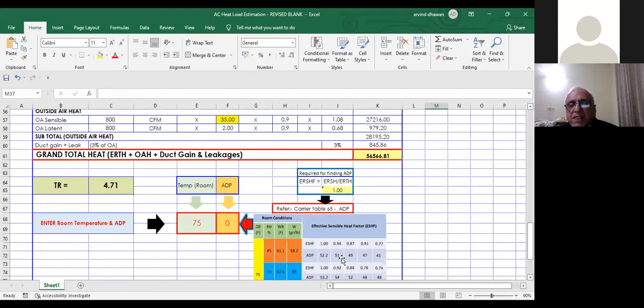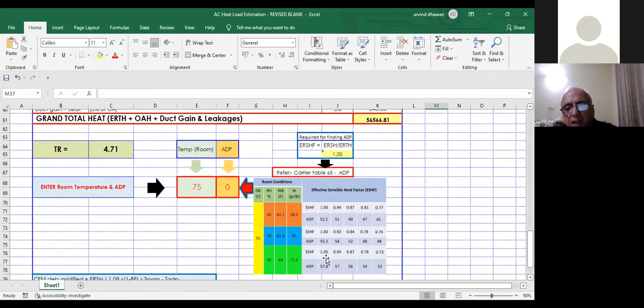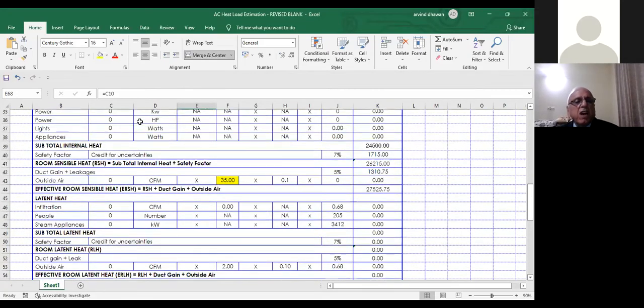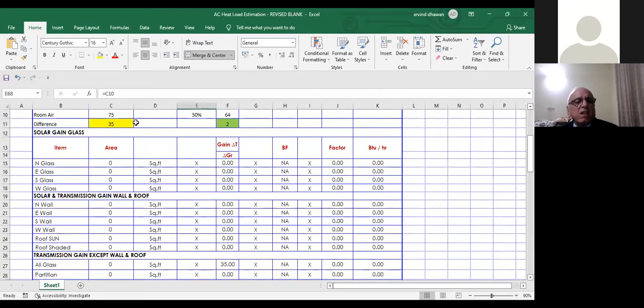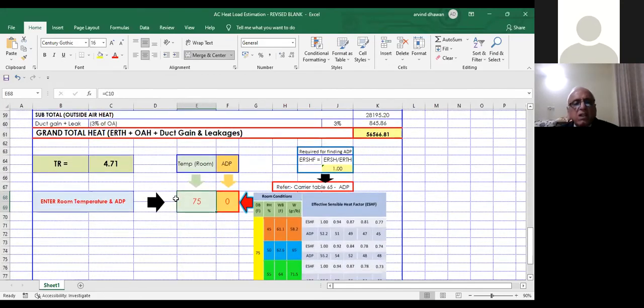So all this factor is dependent on those factors, which will depend from case to case. Factor comes automatic. Tonnage becomes automatic, everything is automatic, you have to do nothing. What you have to do is, once you get this factor out here, from the factor, you find out the ADP. Now, this room temp has come automatically from 75. See, 75 was here, 75 is here. Room temperature comes here. Suppose ADP is, in this case, let us say 55.2. We have entered this, 55.2.